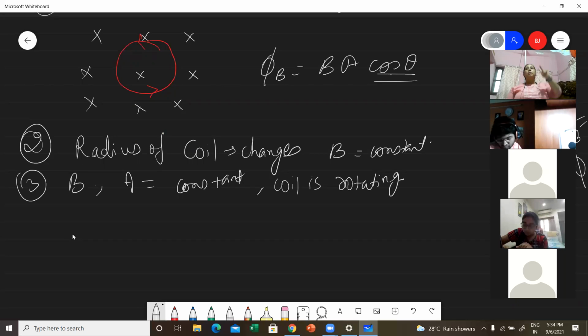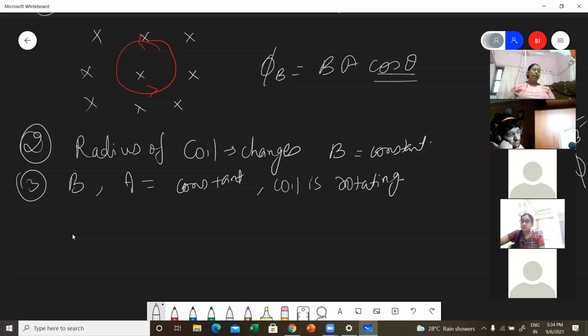If the coil makes 90 degrees, that means my magnetic field line is perpendicular to the area vector, and the flux will be almost zero. But if the area vector and the magnetic field are along the same direction, then the flux will be maximum. Then also the flux is changing. Correct or wrong? Yes, ma'am.